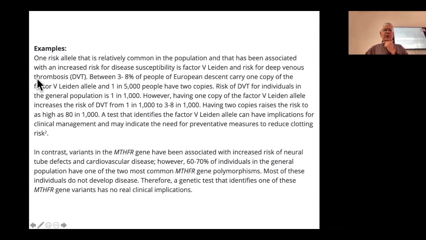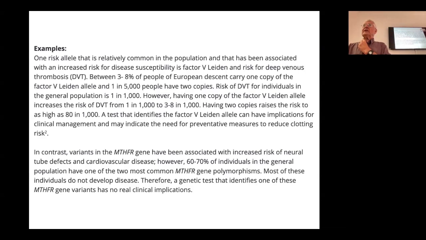So this is an example, maybe from the 23andMe side. Let's take a disease called deep vein thrombosis. It says between 3 and 8% of people of European descent carry one copy of this allele that makes it more likely you'll have this disease. 1 in 5,000 people have 2 copies. The risk for DVT in the general population is 1 in 1,000.